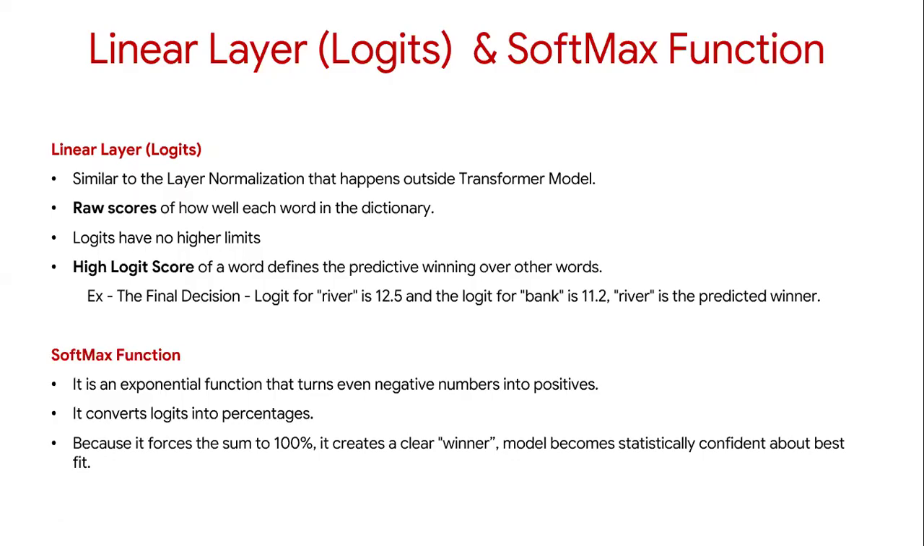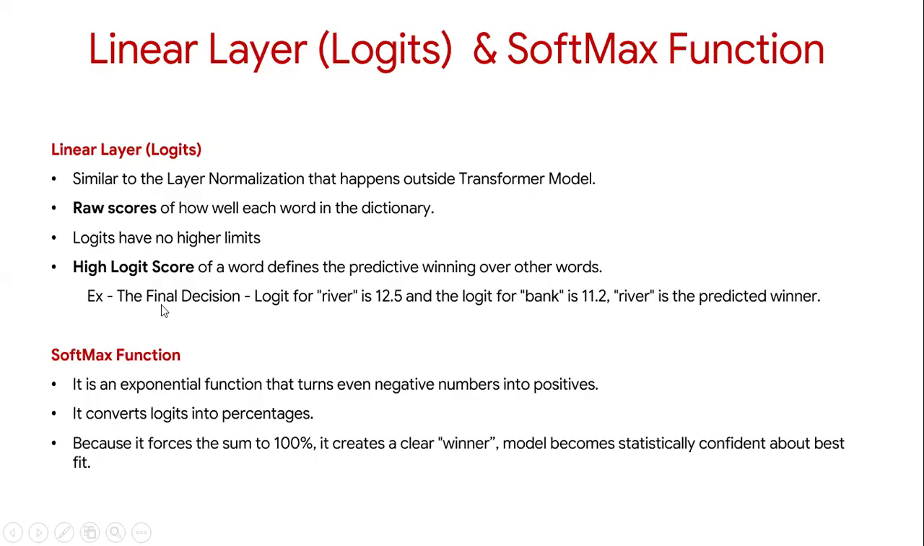You can consider the linear logit as the gut feeling of the transformer. Logits have no higher limits. These are the things where the limits are not there. In the first slide, we have seen how the token IDs are generated. Similarly, the logits also have no higher limits. A high logit score of a word defines the predicted winning of the other words.